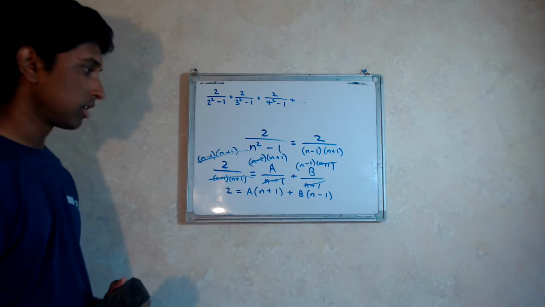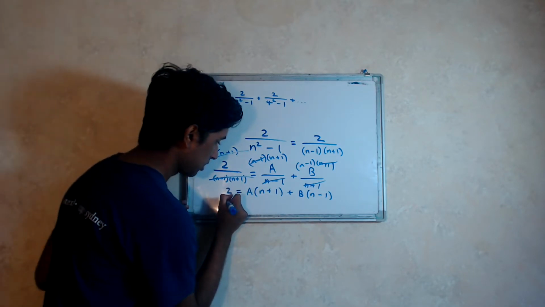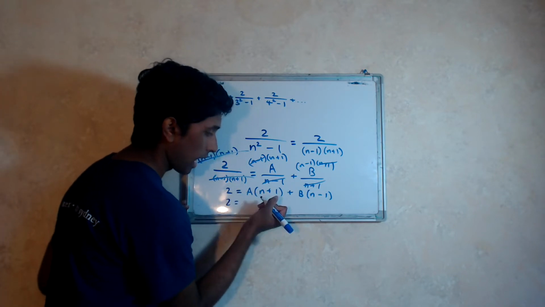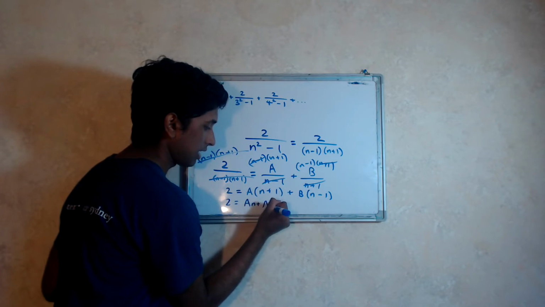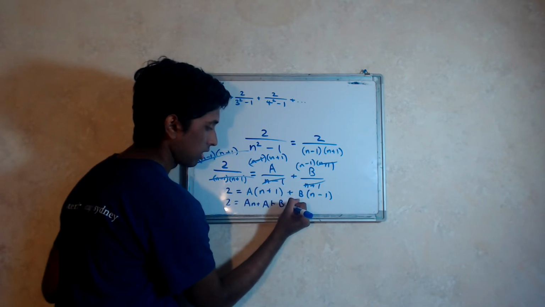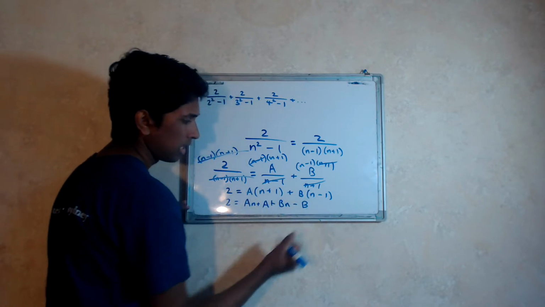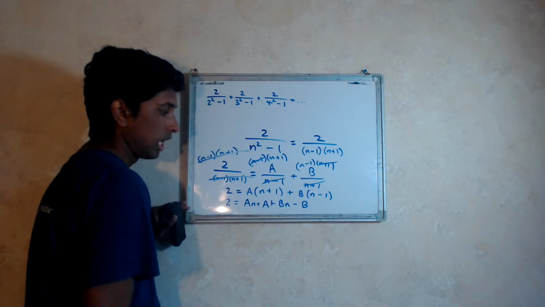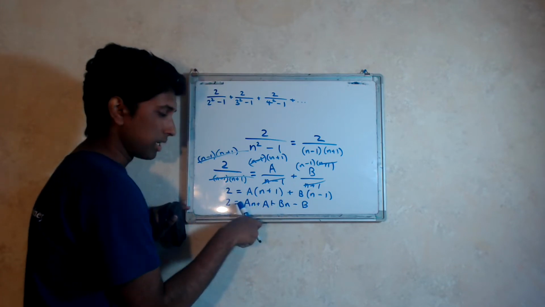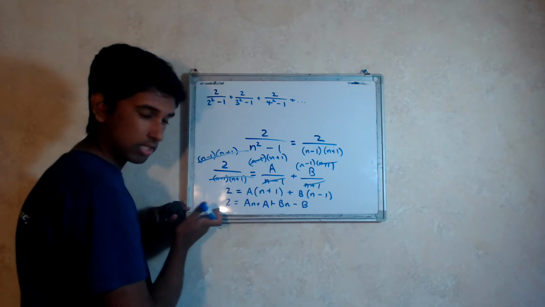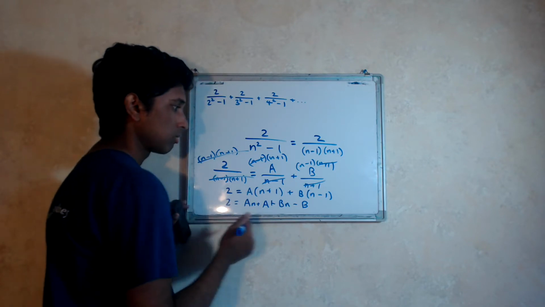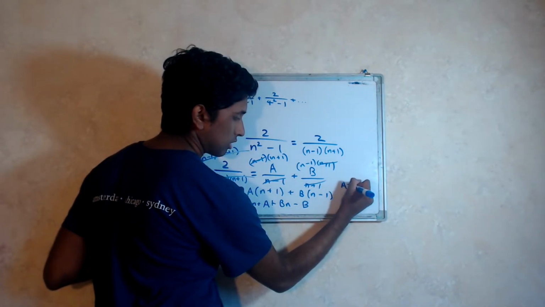Hey, now look, if we expand, we get an plus a plus bn minus b. If only this an and this bn could just cancel out, because there's no n's on this side of the equation. So maybe if only a plus b was 0.